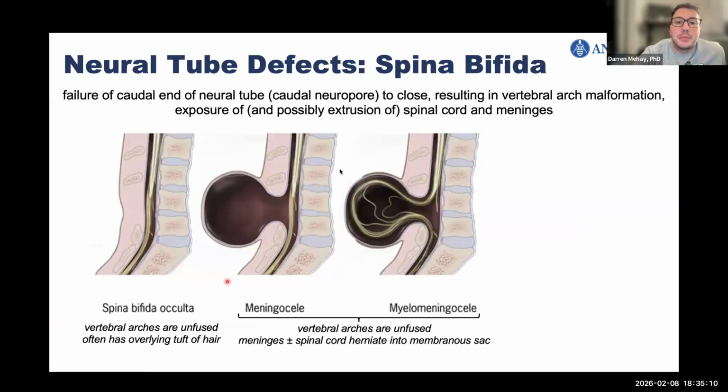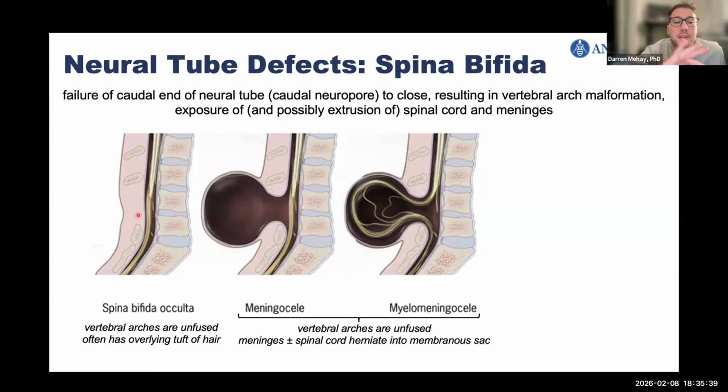That is in relationship to spina bifida, which is the failure of the caudal end of the neural tube, the caudal neuropore, to close, resulting in vertebral arch malformations. So this is usually an exposure or protrusion of spinal cord and meninges. You can have multiple types down here. You can see where their differences are. This one, spina bifida occulta, is just going to be where the vertebral arches are unfused.